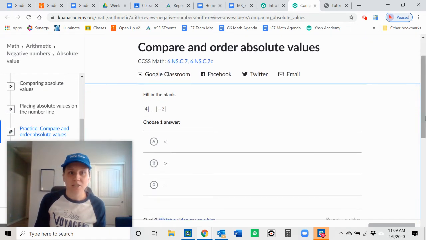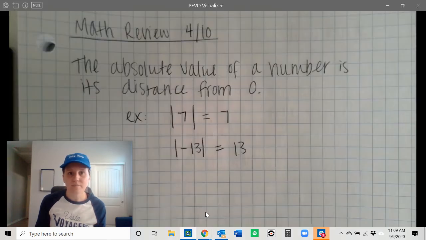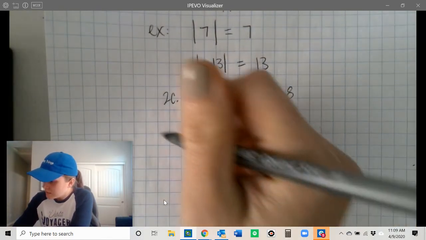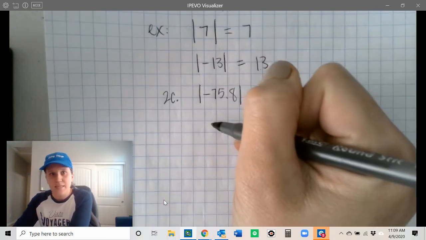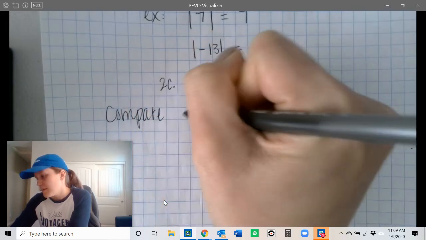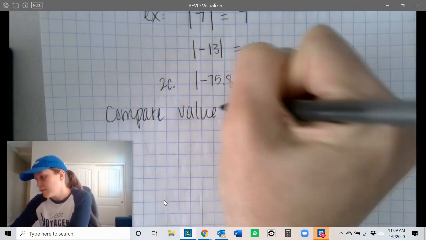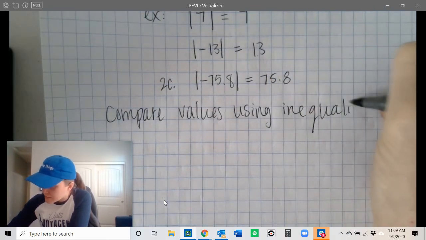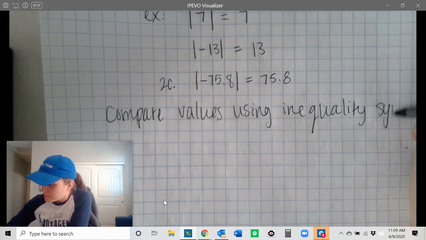In order to do this, you need to know what the inequality signs mean. So let's do this example together. Let's compare the absolute value of 4 and the absolute value of negative 2 using an inequality symbol. So I'm going to make sort of like a subtitle here: comparing values using inequality symbols.